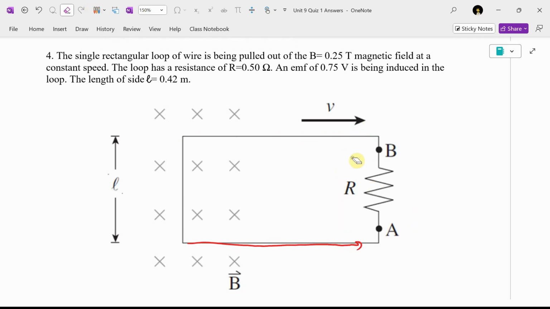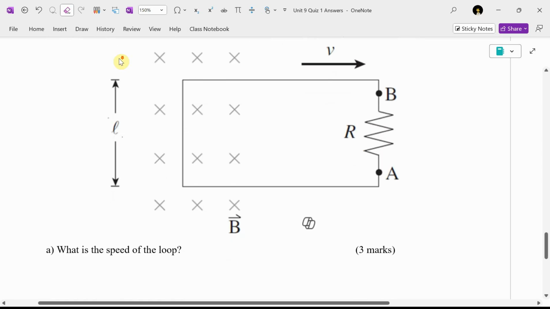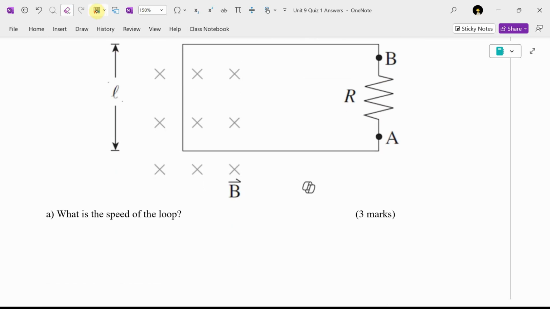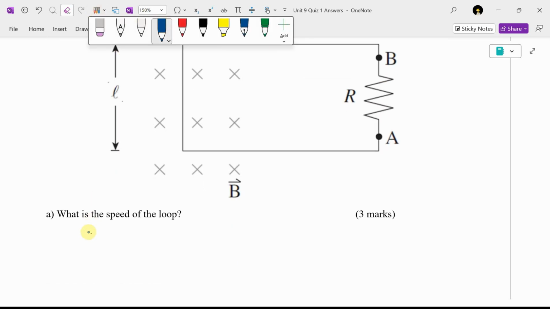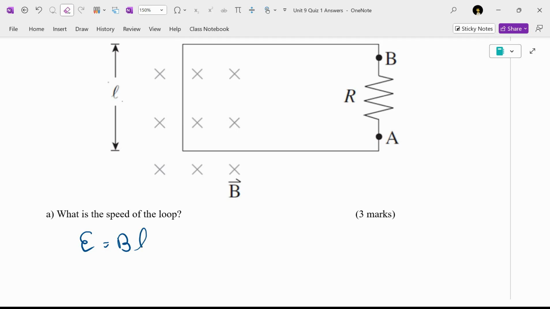This is the section where the voltage is being induced. First of all, they want me to find the speed of the loop. I think I'm going to say, okay, that's a hint. I want to use the one with the speed in it. Raghav, how many variables are there in that equation? As I said earlier, if I give you any 3, you can find the 4th. So I think it's going to be the voltage divided by BL.